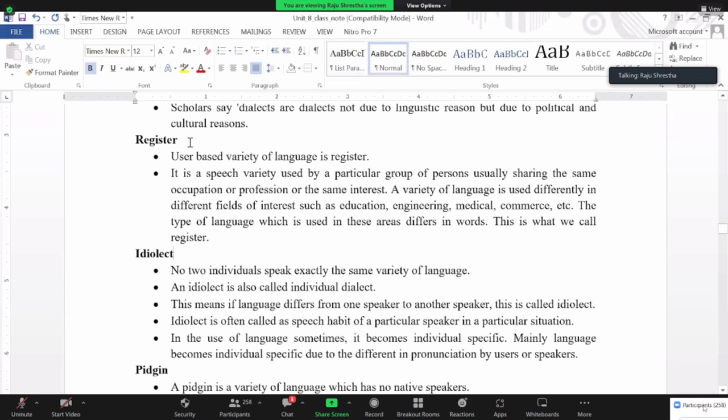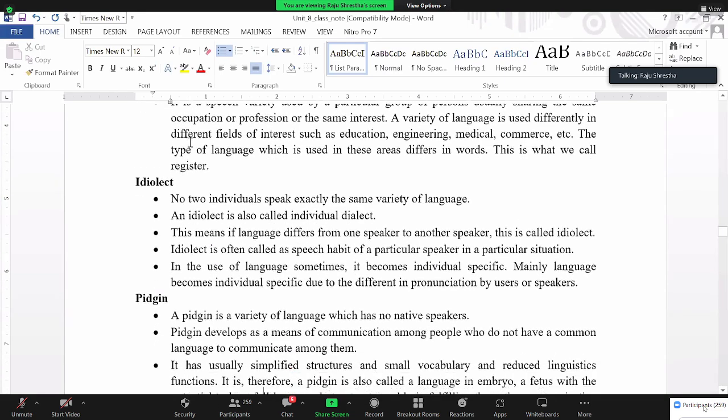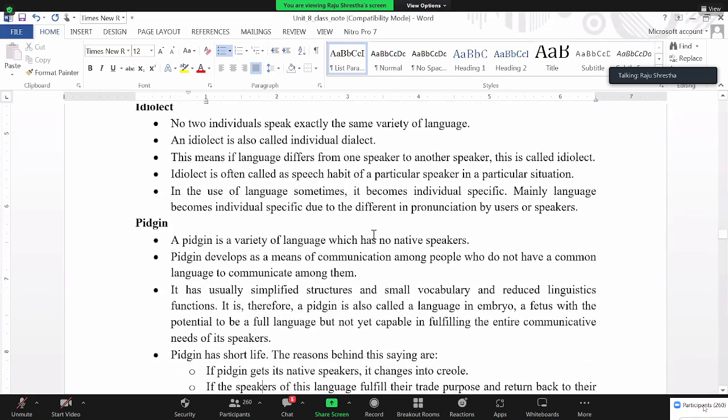User-based variety is register. Idiolect is individual speaker-specific. The way I pronounce the words will be different from the way you pronounce. Pidgin is a variety of language which has no native speakers. No native speakers is the main criterion, the indicator of Pidgin.